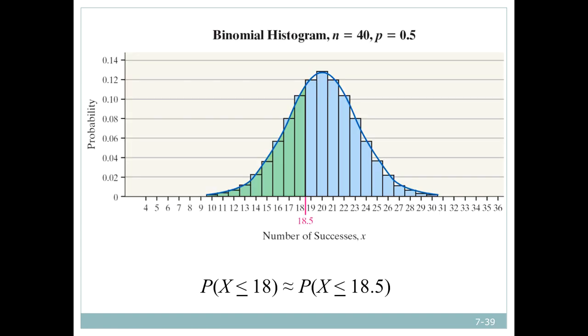Now I want to take a look at an example here. So we have some number of successes. We're going to look at this binomial histogram, sample size of 40, probability of 0.5.